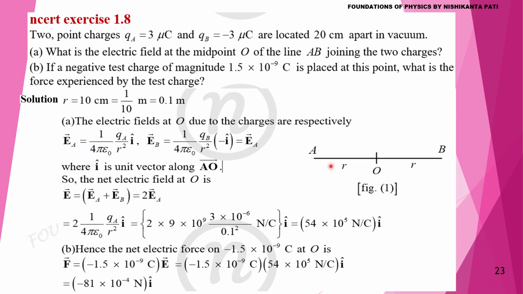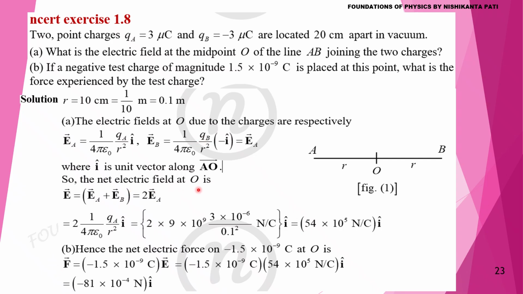So the electric field at O due to QA is 1 by 4 pi epsilon 0, QA by R square, in the direction from A to O. This is i cap. Similarly, the electric field at O due to QB is 1 by 4 pi epsilon 0, QB by R square. This is R. The unit vector from B to O is minus i cap. QA and QB values are given. When we put them in, we see EB vector equals EA vector.